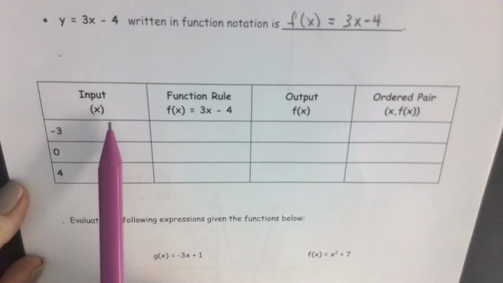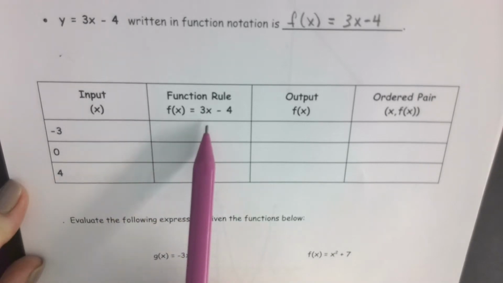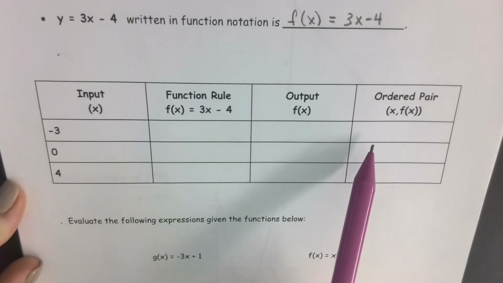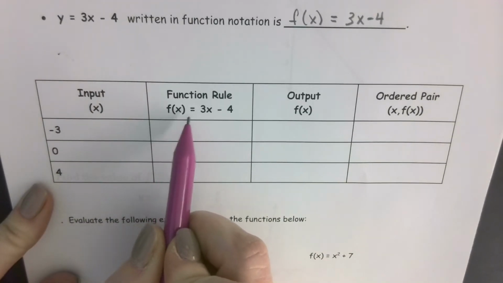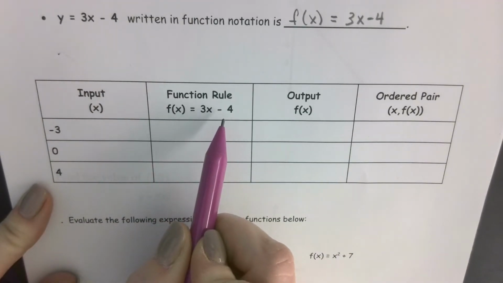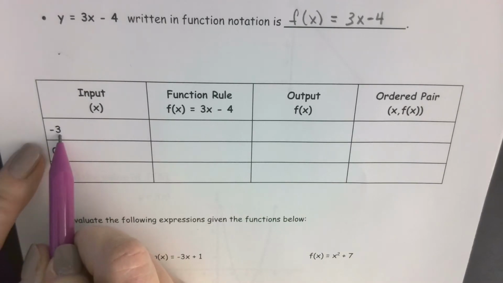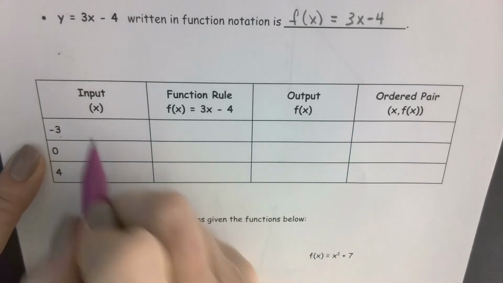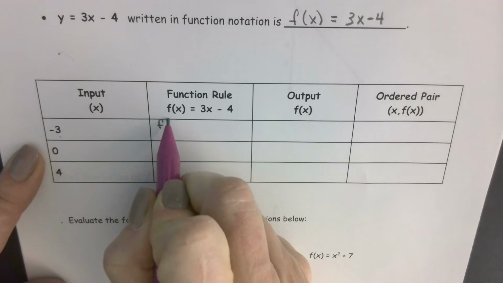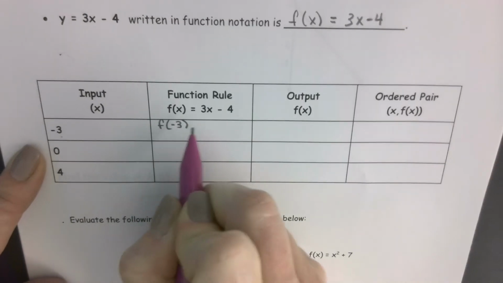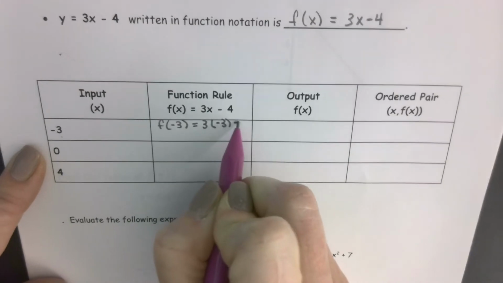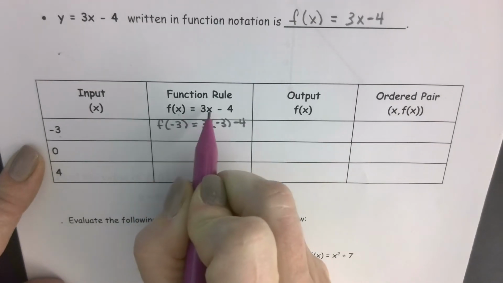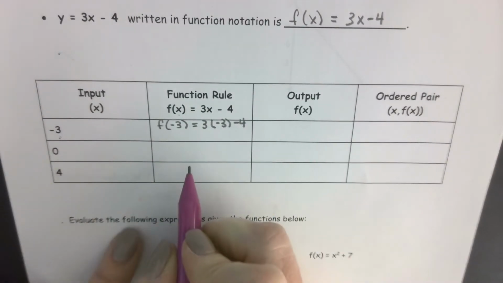In this table, we have an input value, a function rule. We're going to find the output and the ordered pair. We have the function rule f of x equals 3x minus 4. We're going to input a negative 3 for our x value. So we would write that as f of negative 3 is equal to 3 times negative 3 minus 4, replacing our x's with negative 3.